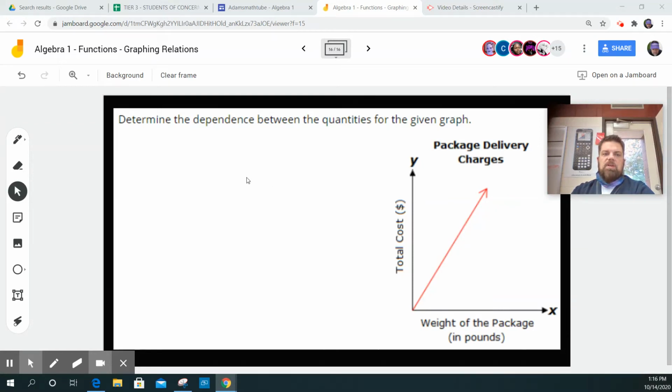So this next example, it says determine the dependence between the two quantities. So basically what they want us to know is what is the independent quantity and what is the dependent quantity. Well, remind me of how that works. What is the domain? Can somebody tell me what the domain is? Yep. So good. You guys said it all in one. One student said the domain is the independent quantity or the independent variable.